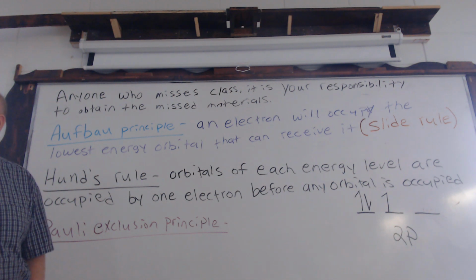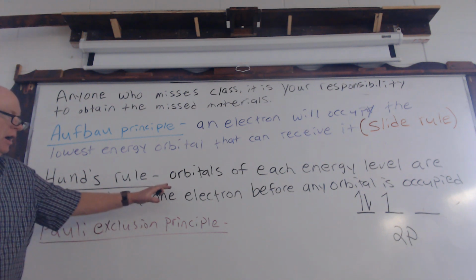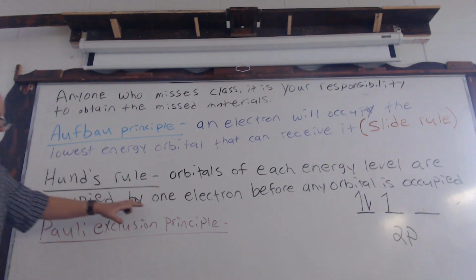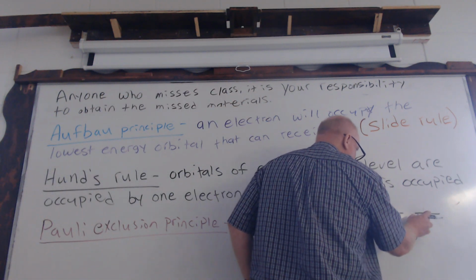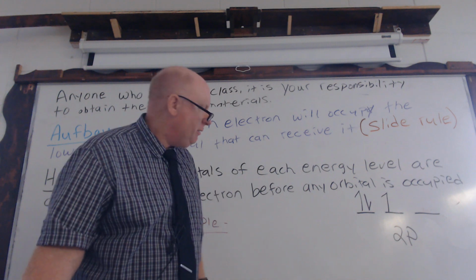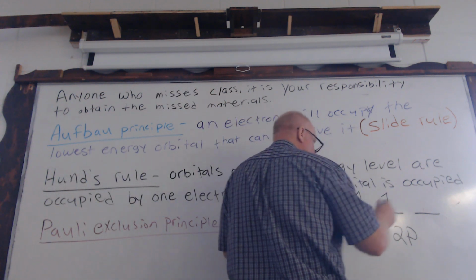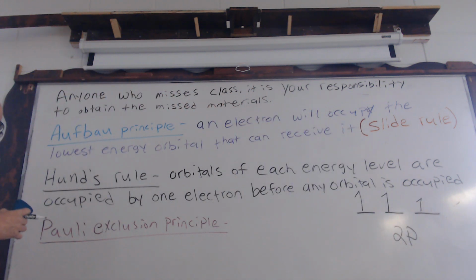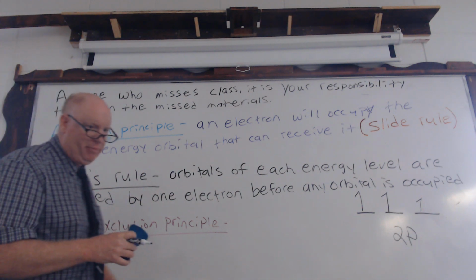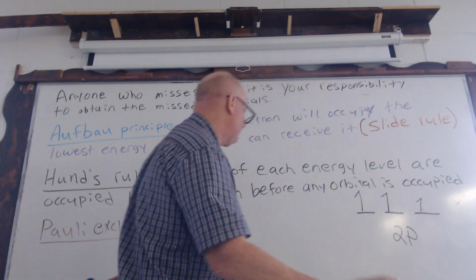The bus seat rule. Better known as the bus seat rule. So orbitals of each energy level are occupied by one electron. The orbitals of each energy level must be occupied by one electron before any orbital is occupied by a second. I'm willing to bet that's what it says, by a second electron.